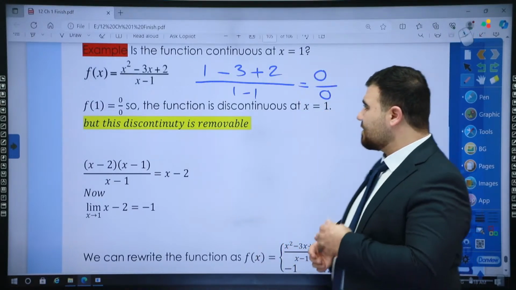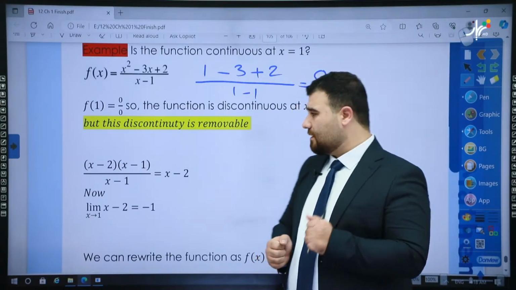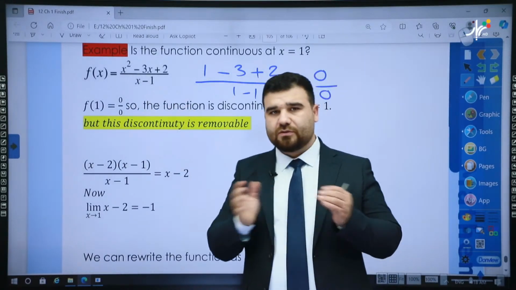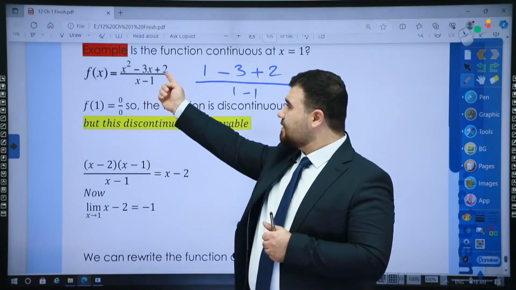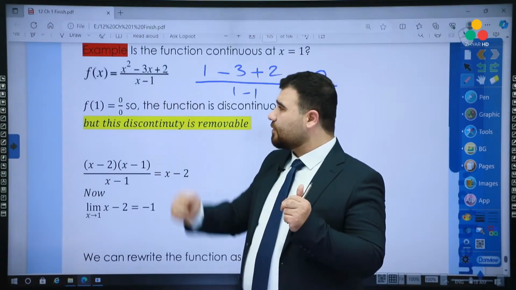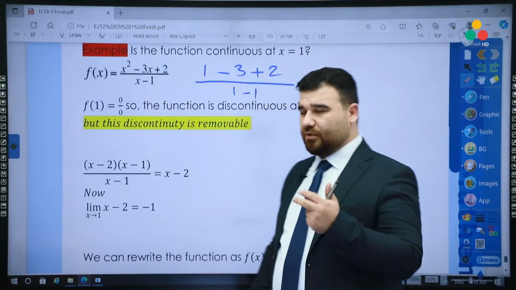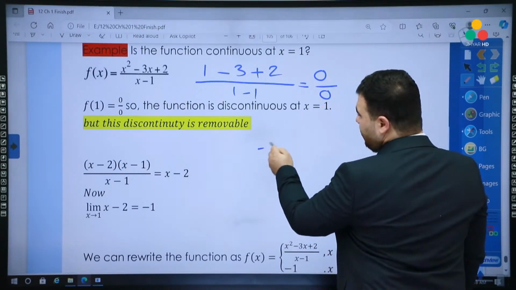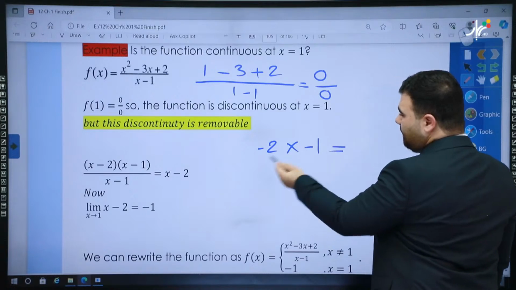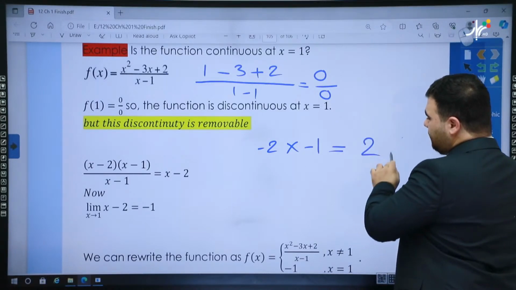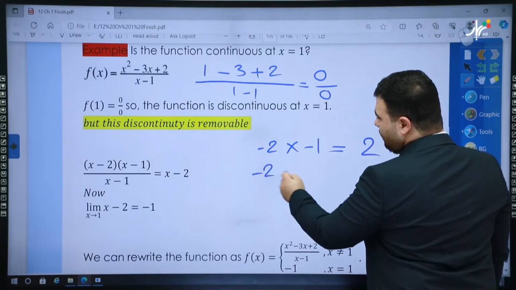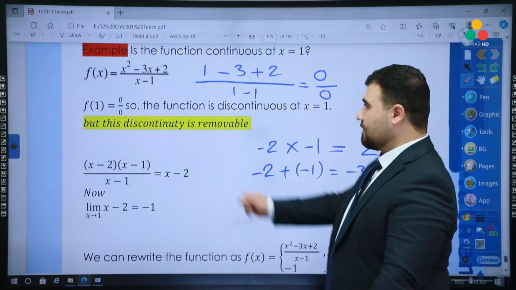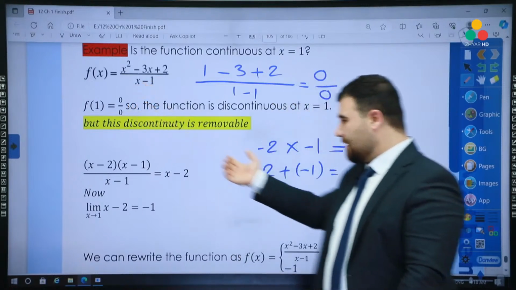Then, is this discontinuity point removable? Let's see. Here, x squared minus 3x plus 2, we can factor this to 2 brackets. I need 2 numbers to multiply to get positive 2. The same 2 numbers, if I add, I should get negative 3. The 2 numbers are negative 2 times negative 1. If I multiply them, it will be positive 2. Negative 2 plus negative 1 is negative 3. So I got the last term and the middle term as they are.